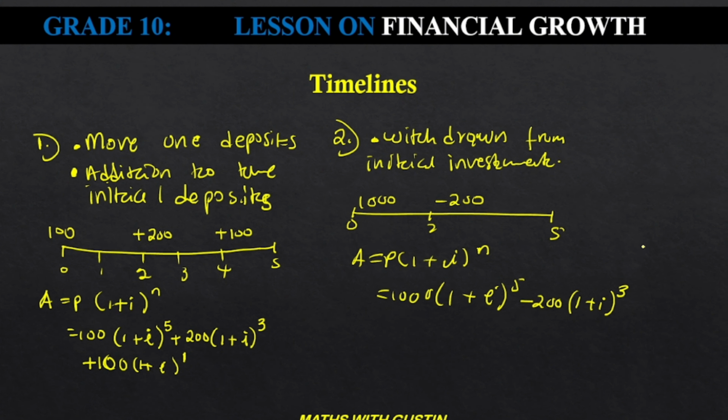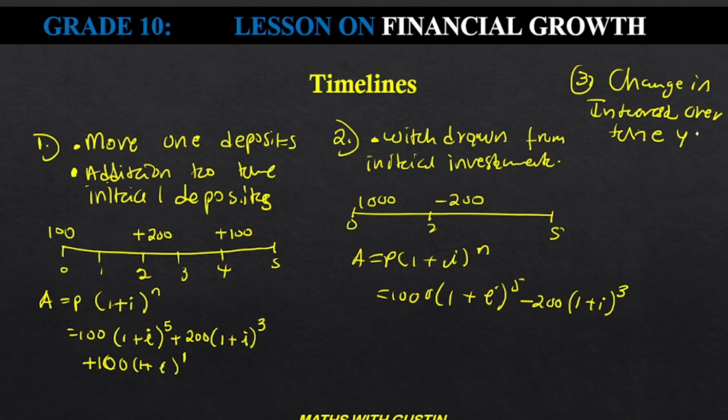Okay, and then the third thing that might happen on the timeline, you might have a change in interest over the years. The interest might change over the years.